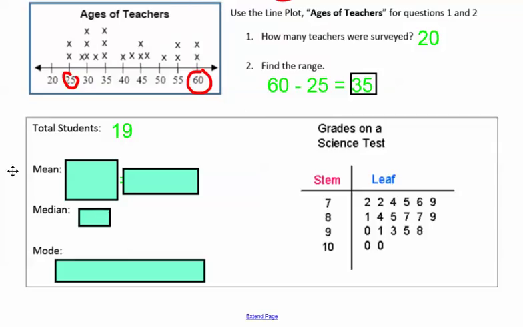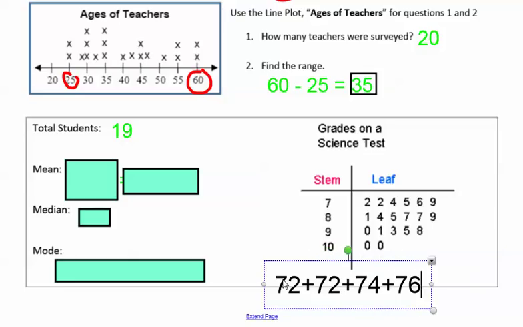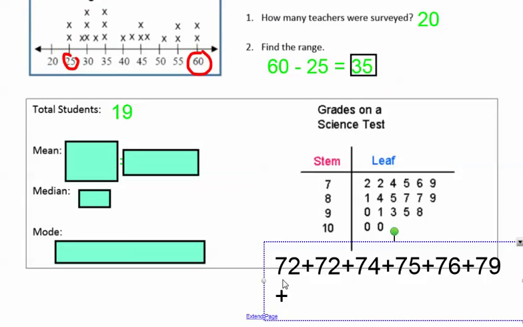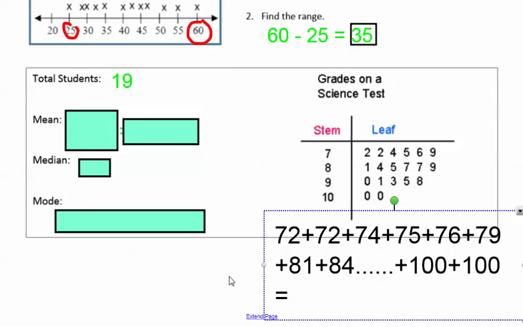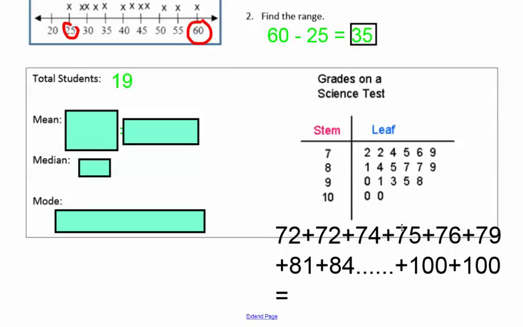All right, next, we're going to find the mean score, or the average score. Remember, guys, the mean is kind of mean because we got to add all of them up. So I'm doing 72 plus 72 plus 74 plus 76 plus, oops, I forgot 75, plus 76 plus 79 plus 81 plus 84, keep going all the way up to plus 100 plus another 100. Pause if you need to. Okay, go ahead and pause. Figure out what all of them add up to.